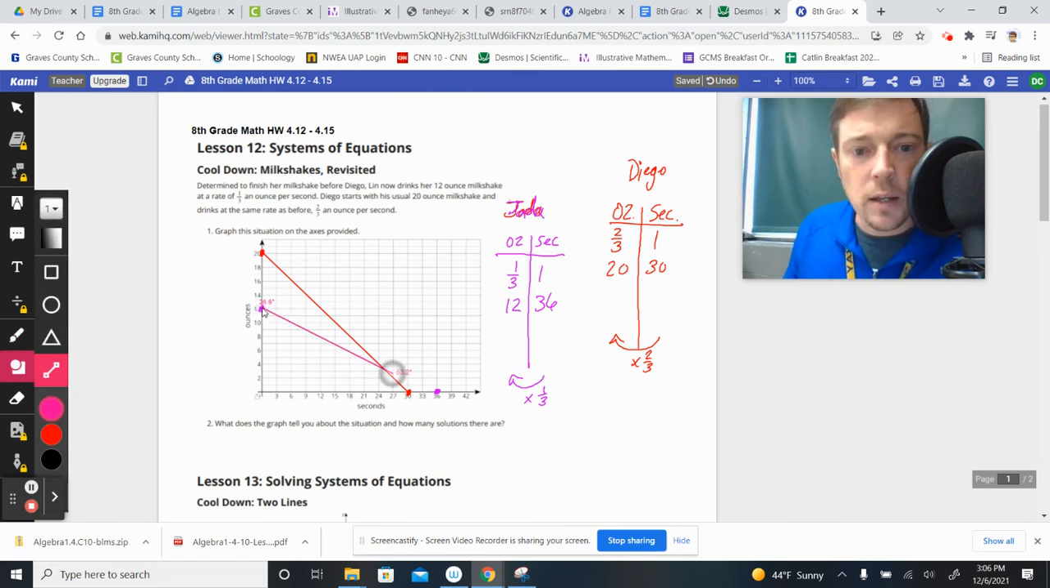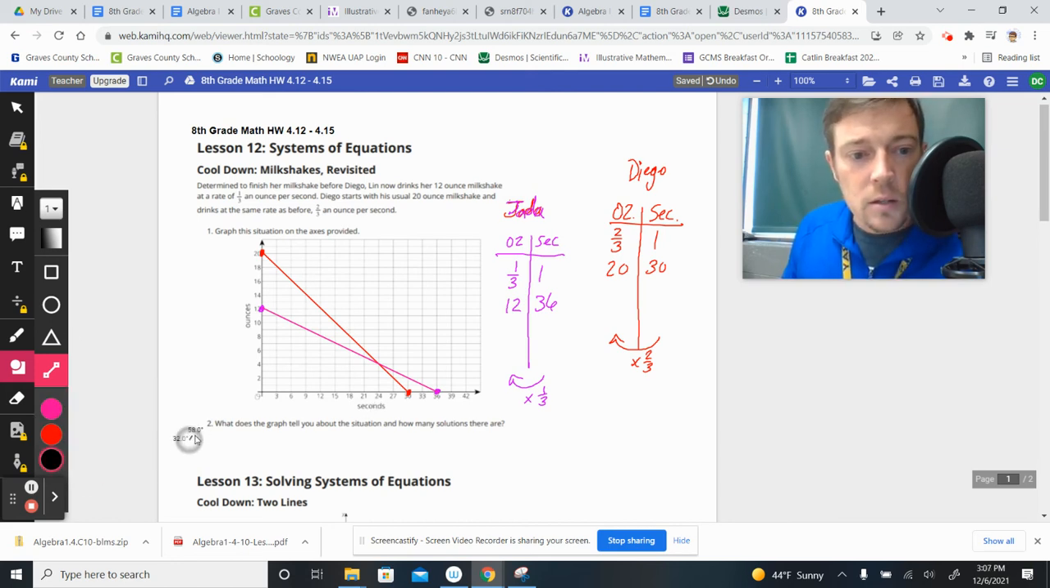And so when we connect those from 12 to the 36, we can notice that she's still drinking it slower, but taking longer to finish than Diego in comparison. And it says, what does the graph tell you about the situation? We can see where they start, where they finish, speeds. Let me write those things down.